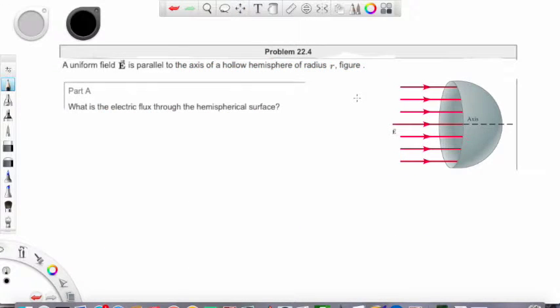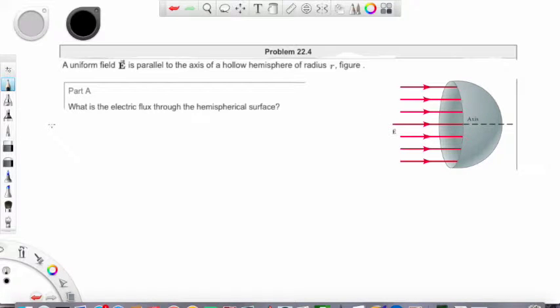Problem 22.4 requires us to calculate electrical flux through a hemispherical shell. I like this problem because the calculations are not too strenuous, but it requires the knowledge of what electrical flux is and how it is exactly defined. So in part A, we are supposed to calculate the flux when the electric field is as shown in the figure.